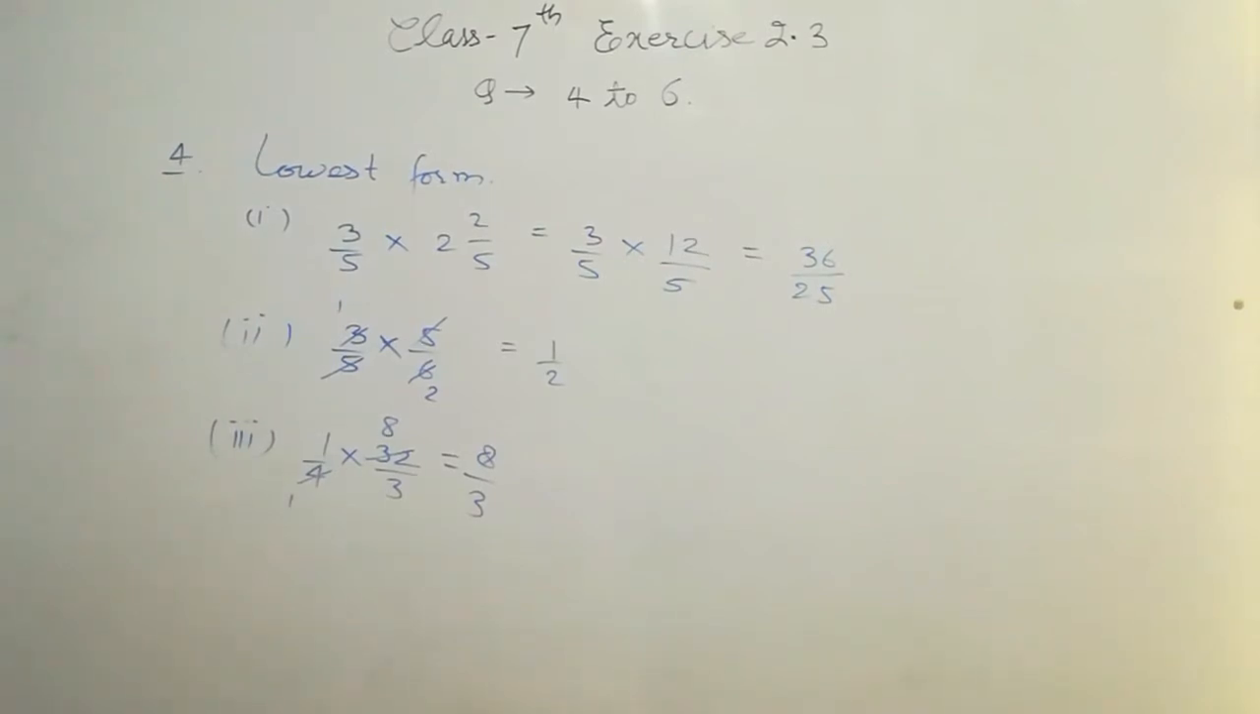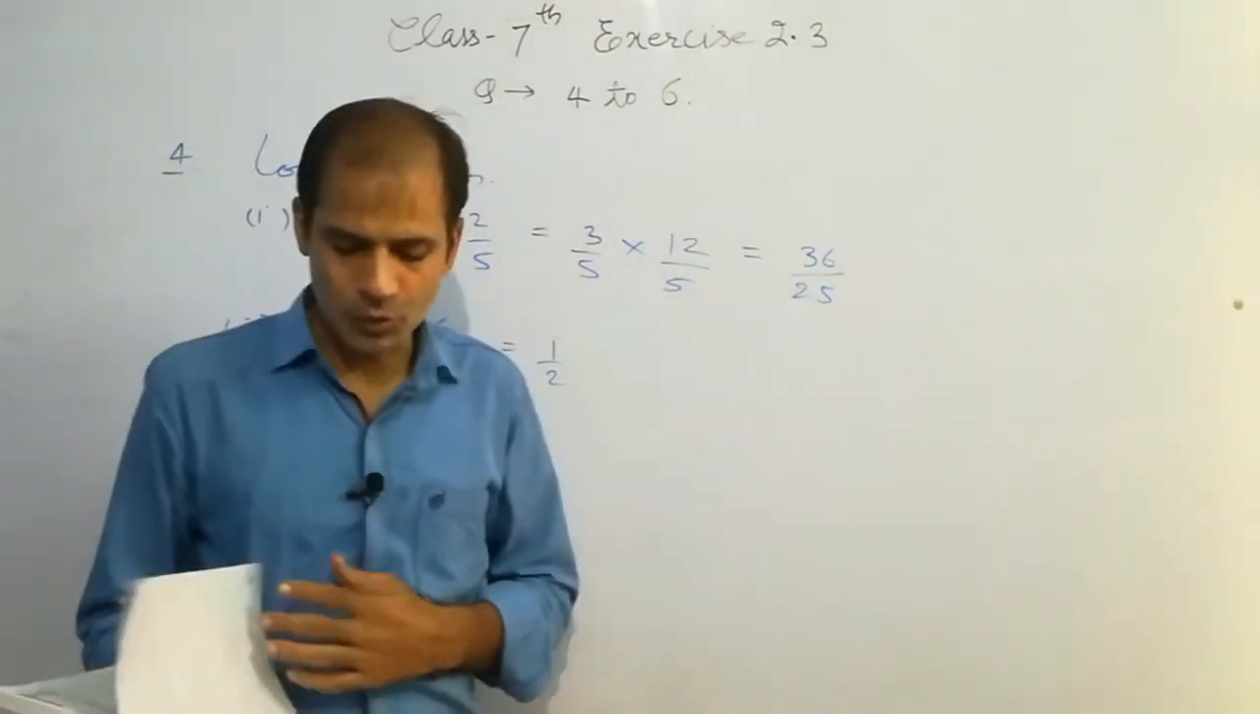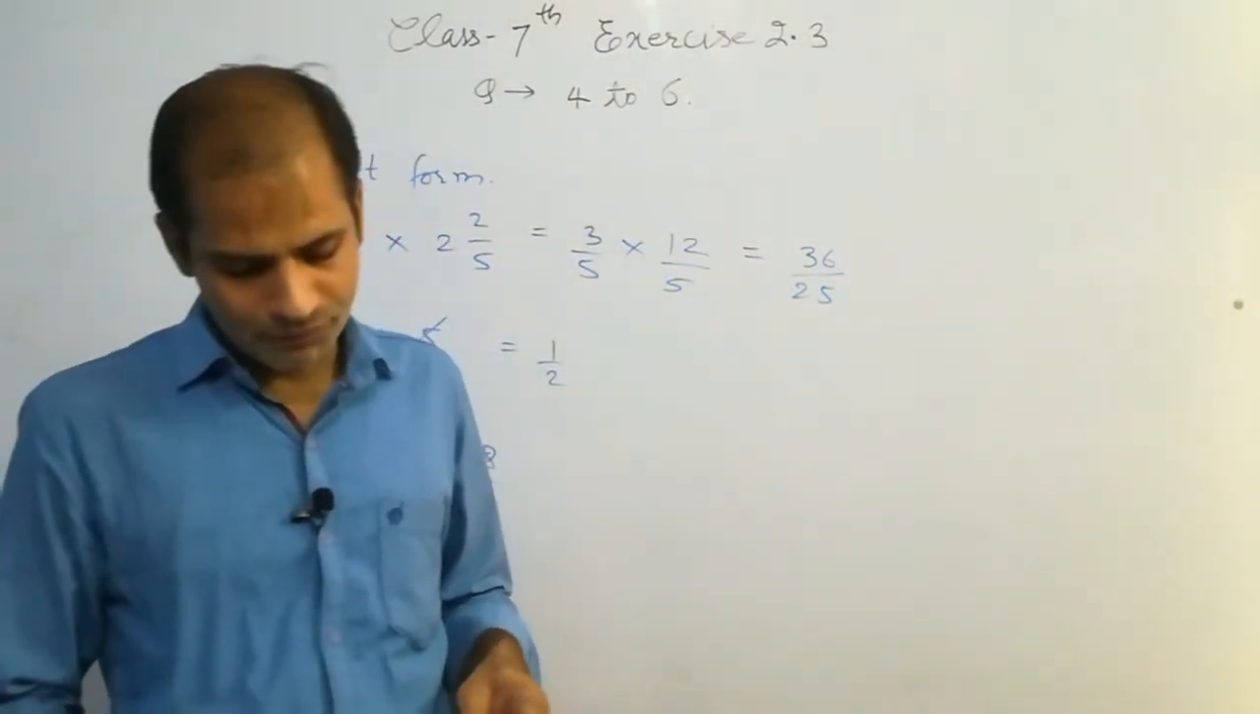So the answer of the fourth is 1 and 11 upon 5. Second is half and third is 2 upon 3. Actually in your book all these fractions are converted into mixed fractions. Okay.